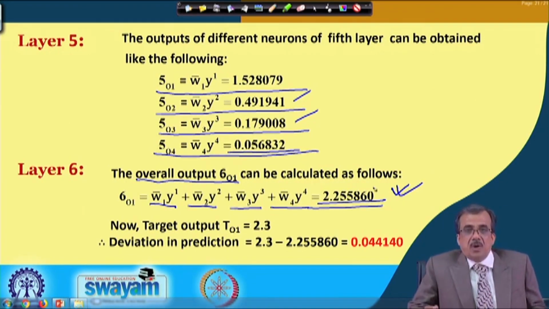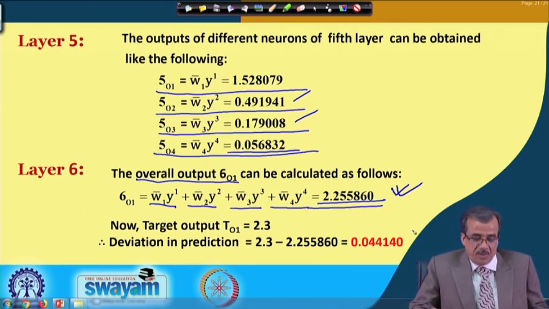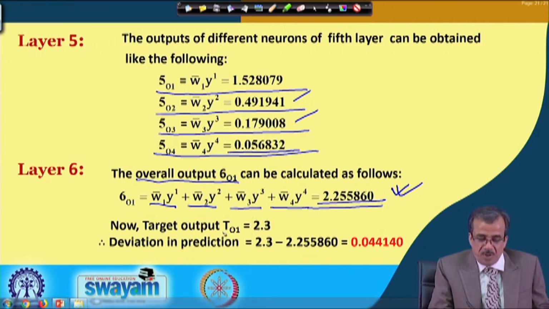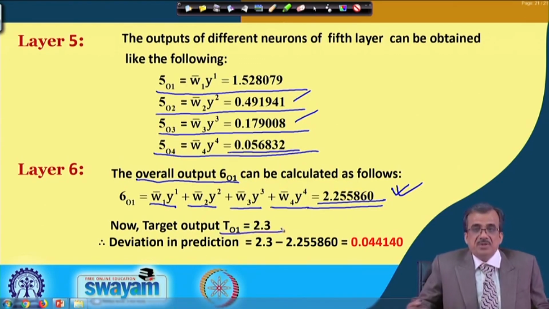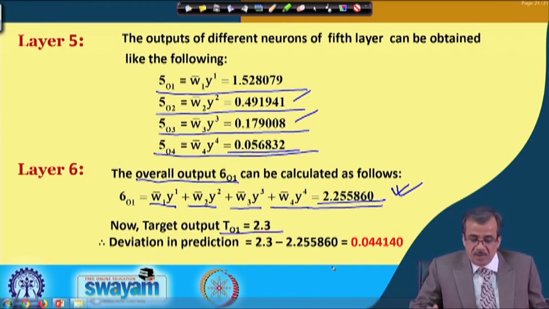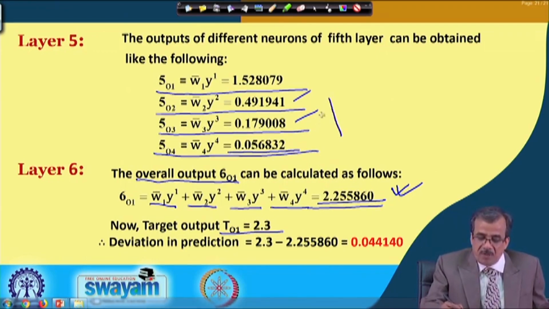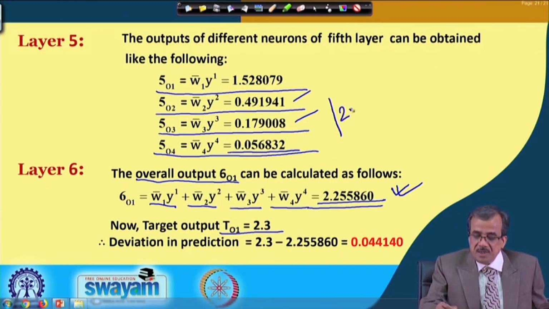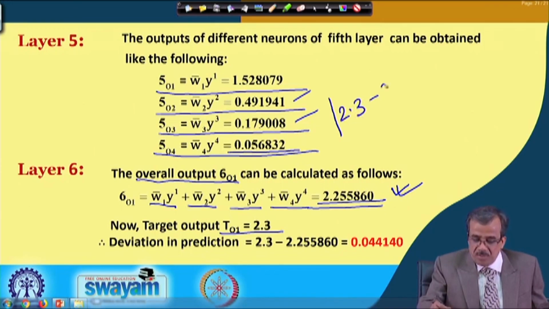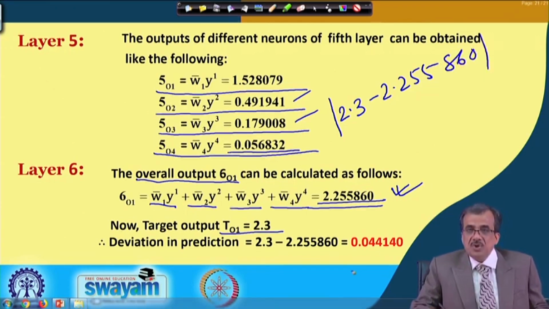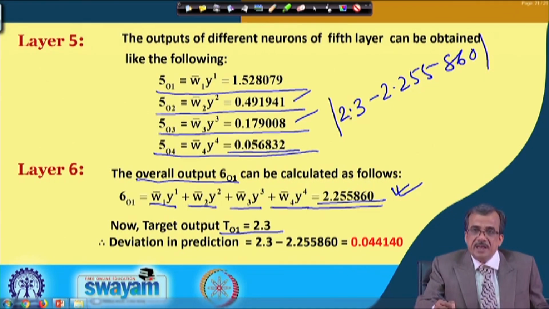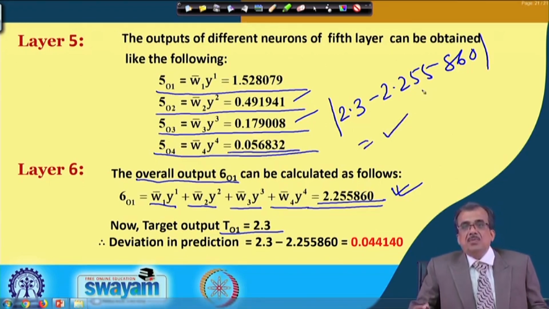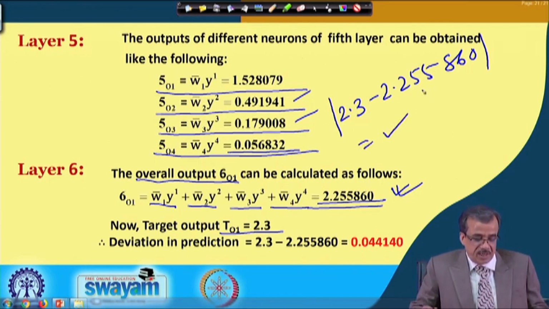Now, this calculated output will be compared with this particular target output, and that is denoted by TO1, that is 2.3, and very easily we can find out the deviation in prediction, and we can also find out the mod value of the deviation in prediction, that is 2.3 minus 2.55860. Now, here fortunately we are getting positive, but if we get negative, we will have to consider the mod value, and the way I discussed.